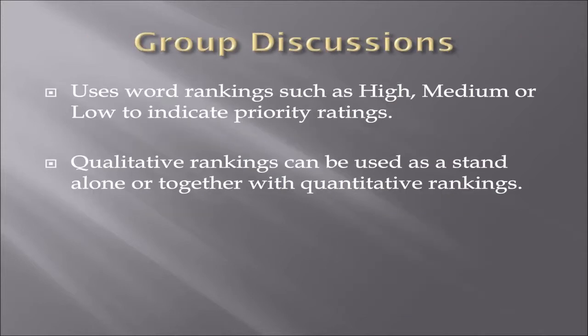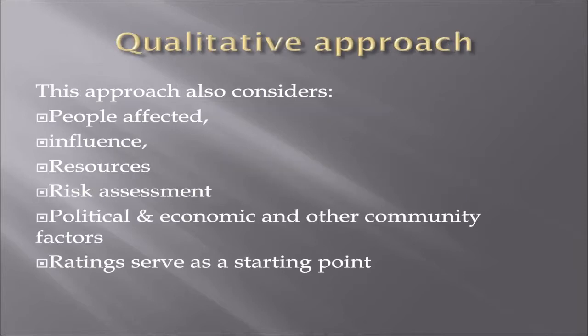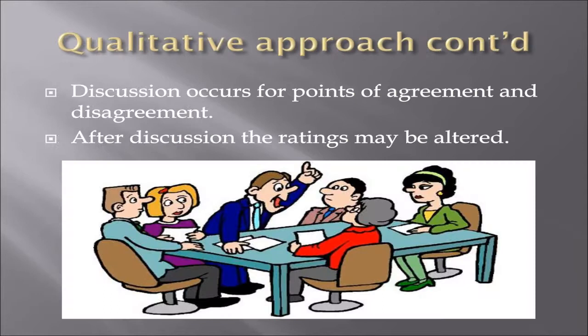Group discussions use word rankings such as high, medium, or low to indicate priority ratings. Qualitative rankings can be used as a standalone or together with quantitative rankings. The qualitative approach also considers the people affected, the influence, the resources, any risk assessments, political and economic and other community factors, as well as using the ratings as a starting point. Discussions occur for points of agreement and disagreement. After discussion, the ratings may be altered.